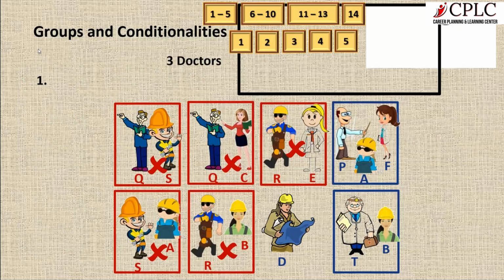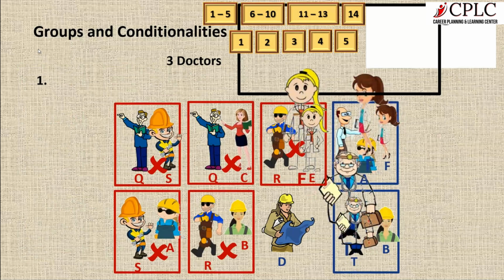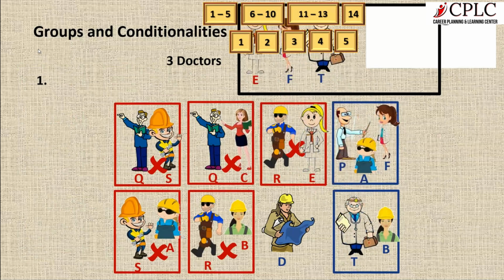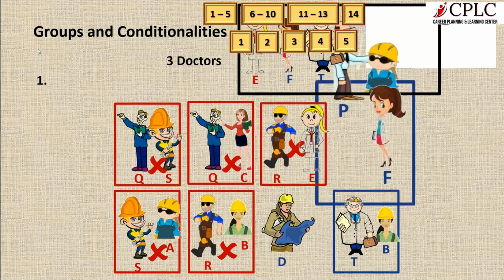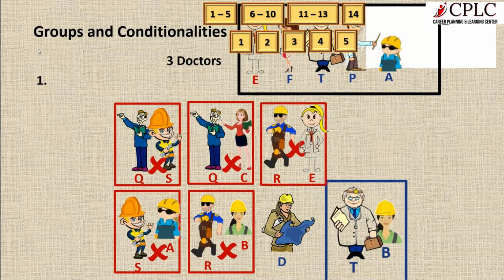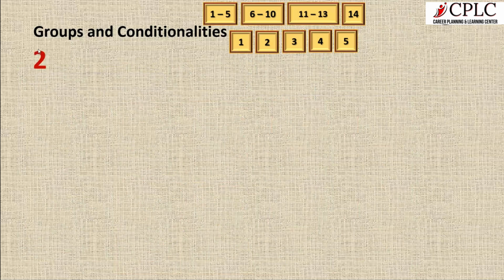Now, first, we need three doctors. So what we'll do is, we'll select all the three doctors because we have only three of them, that is E, F, and D. Now, if F is selected, P and A will also be selected. If T is selected, B will also be selected. Hence, this is the team that we have. So the final team is PTABEF, that is option 3. Moving to the next question.